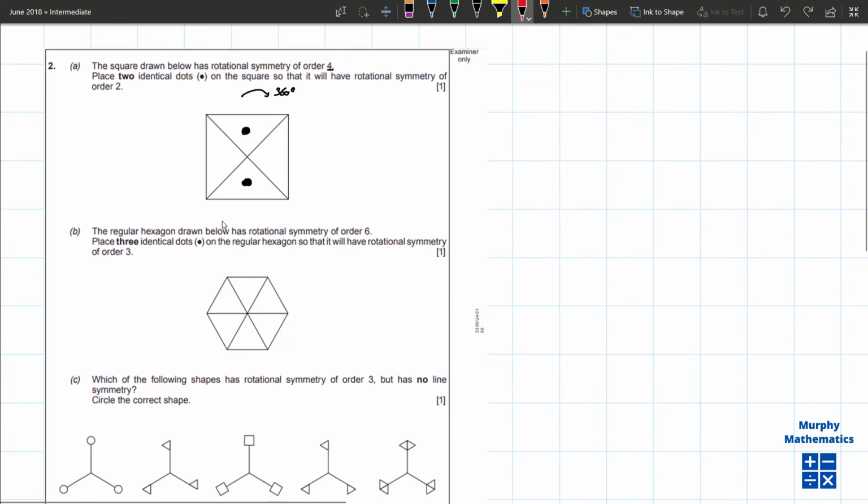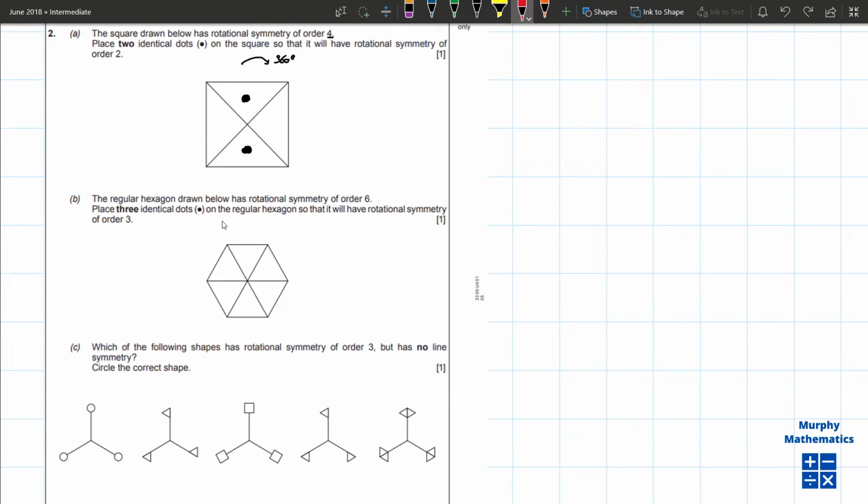Okay, so the next question, the regular hexagon drawn has a rotational symmetry of order 6, which makes sense. It repeats its shape 6 times within 360 degrees. It says place 3 identical dots on the regular hexagon so that it will have rotational symmetry of order 3. Okay, so I have 2 choices again. I'm going to put this one here, and this one here. So every 120 degrees I rotate the shape, I'm going to get back to my original shape. So I'll have order rotational symmetry of 3. Okay, I could have put it here, here, and here.